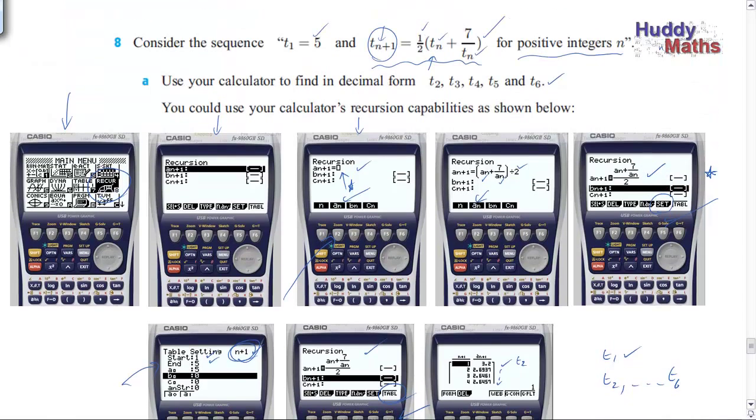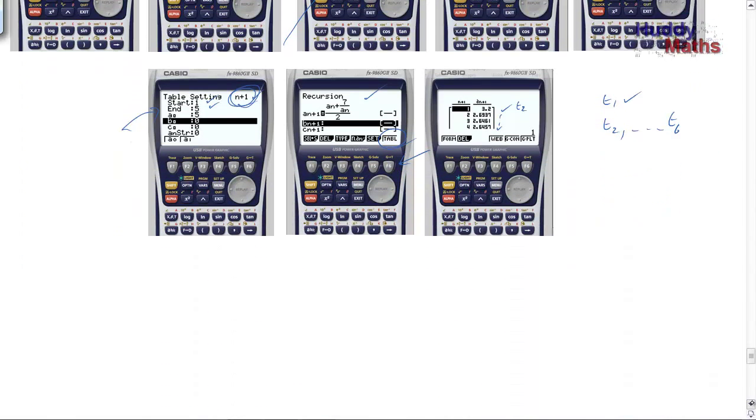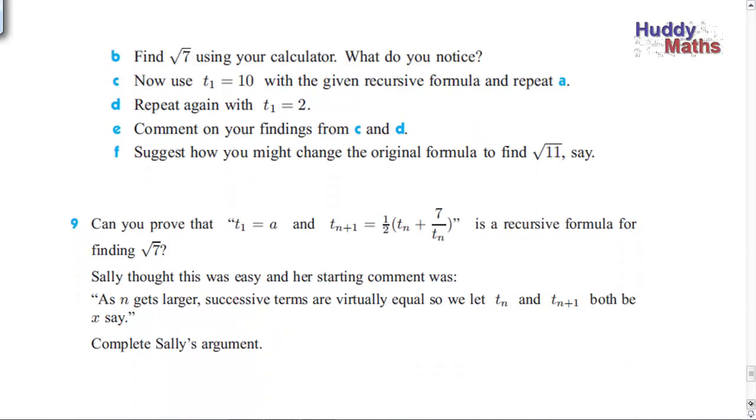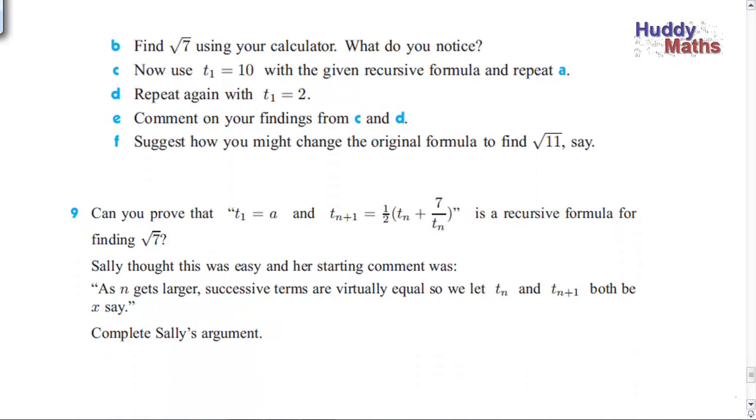Let's go back up. There it is, part A, to find that decimal formula. So list all those out. Those first 6, we're going to use them in part B. So come down now. Here we are. We'll just put them all up, I think. Yeah, okay. So here's the rest of question 8. Find root 7 using a calculator in run mode. And what do you notice? What's the connection between that and part A? And then keep going and make some observations here.